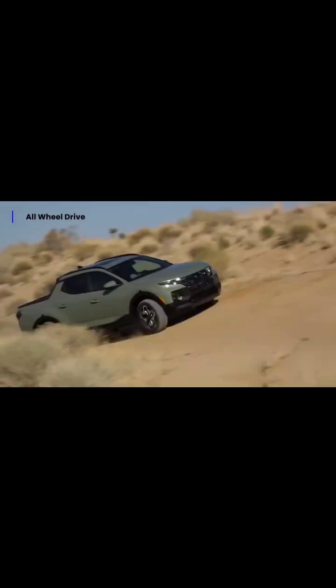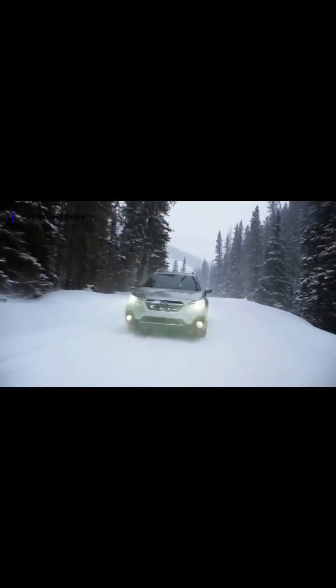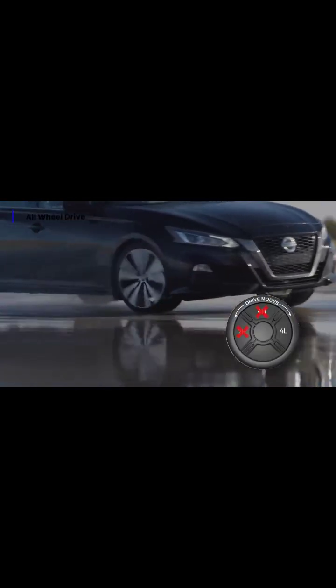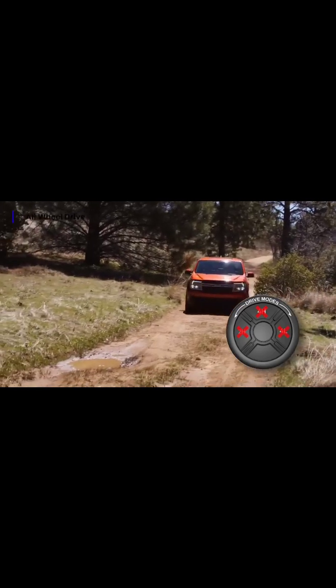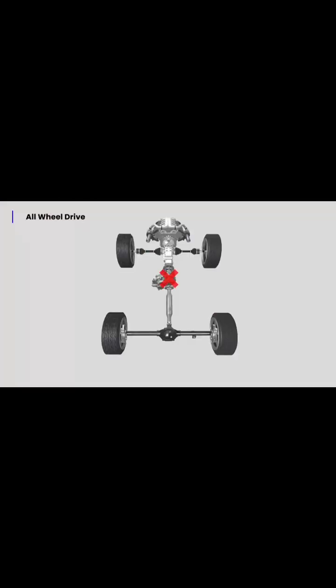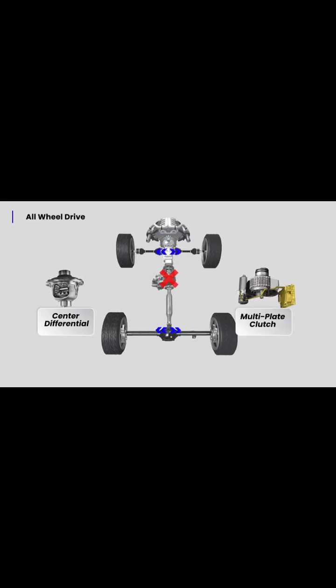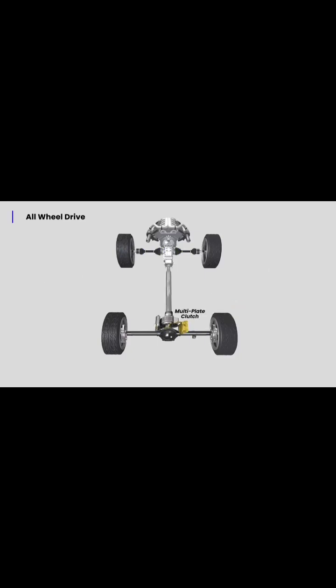This is an always-ready sibling of 4x4, designed to handle a mix of conditions without different modes like 2H, 4H, or 4L. It does not use a transfer case. Instead, it uses a center differential or a multi-plate clutch to manage power between the front and rear axles. For better understanding, we will take the multi-plate clutch used in modern vehicles as an example. This system has wheel speed sensors on all wheels. These sensors continuously monitor wheel speed.